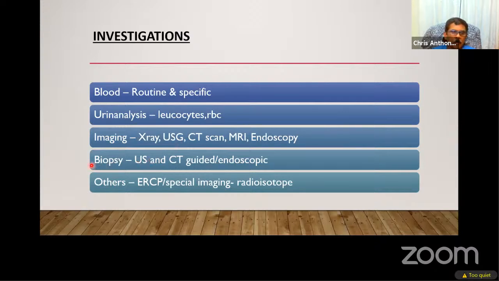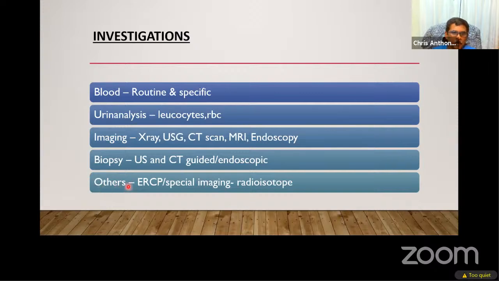Next is a tissue diagnosis, biopsy, which can be ultrasound or CT guided, or can be endoscopic. Okay, if it is a liver mass, it can be under ultrasound or CT guidance. You can do a percutaneous biopsy. Whereas if it is in the bowel, then you do an endoscopic biopsy. So again, biopsy is the diagnostic test that will give you the final diagnosis of the condition of the mass.